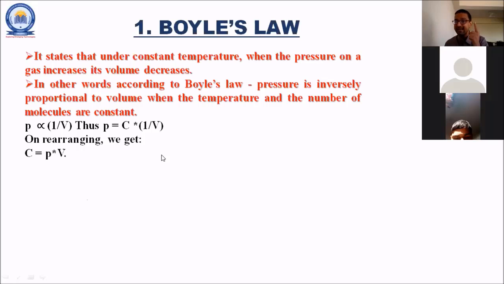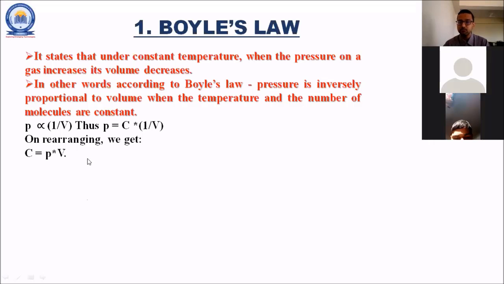In the Boyle's law, the temperature as well as the number of molecules present in the gas are considered to be constant. So considering the statement of the Boyle's law, we can write it in the mathematical form such as P is proportional to 1 by V. Removing the proportionality sign, we are using the constant. So thus we can write P is equal to C into 1 by V. On rearranging the terms, we can write C is equal to P into V. That means for the Boyle's law, the product of pressure and volume remains constant.